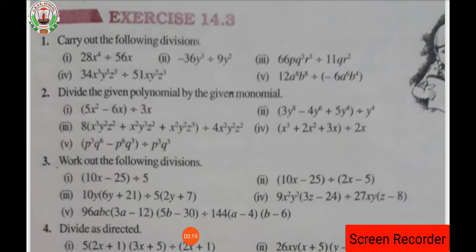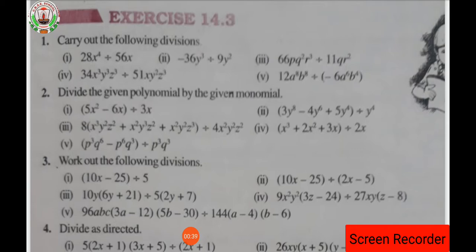Okay, so here chapter number 14, factorizations, exercise 14.3 we are going to start, and in this video we are going to do question 1, 2 and 3. Okay, so here is the first question. What is said in the first question? Carry out the following division. That means we have to divide the numbers.